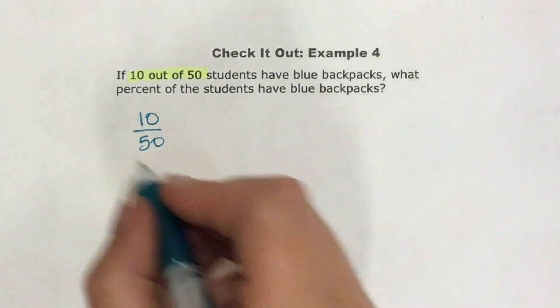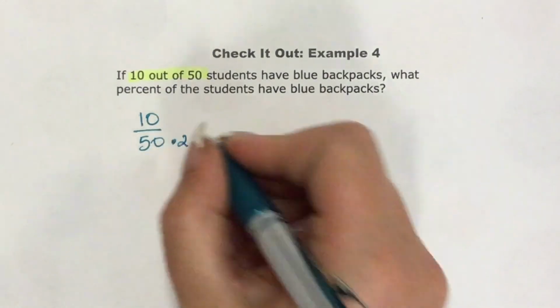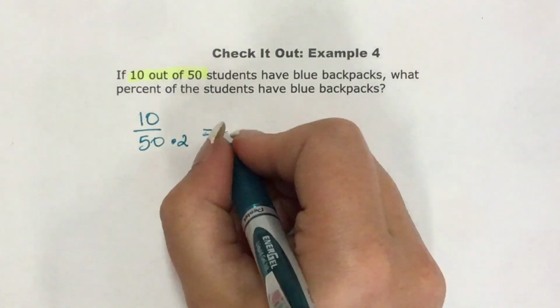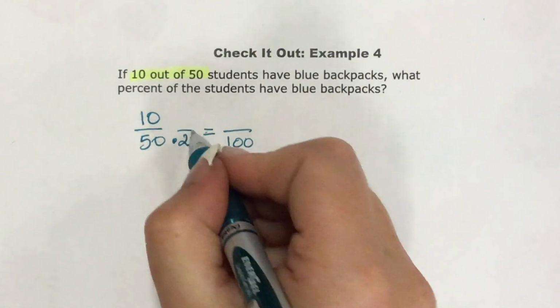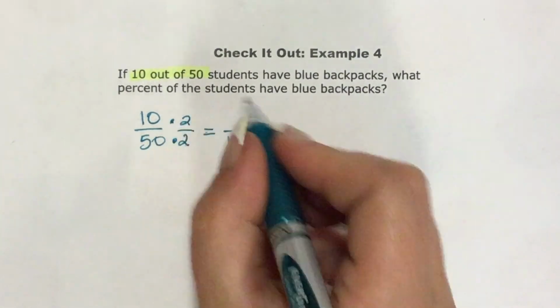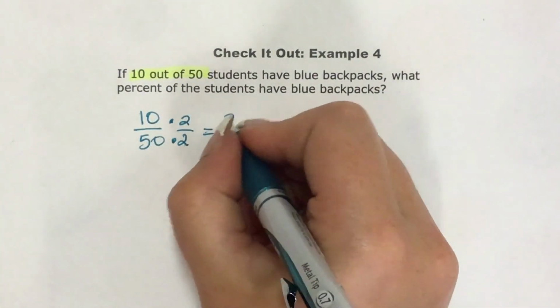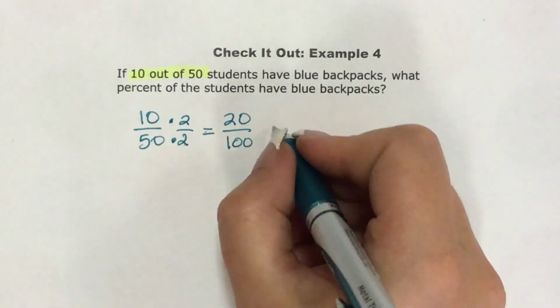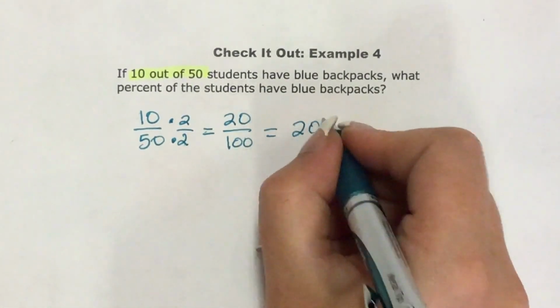So that's what I'm going to do. I know 50 times 2 is 100. Whatever I do to the bottom, I have to do to the top. 10 times 2 is 20. I have 20 out of 100, which is the same thing as 20%.